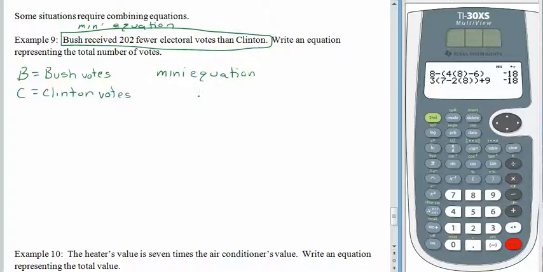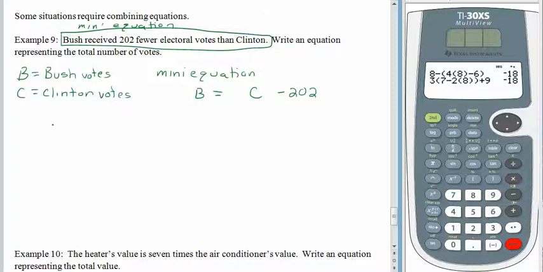Bush received, so that's B, equals 202 fewer electoral votes than Clinton. So I need to subtract the 202, and it needs to come second. And there we are. So this is an equation I get from the information, but it doesn't actually do what they asked me to do.